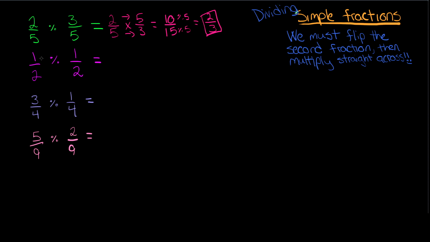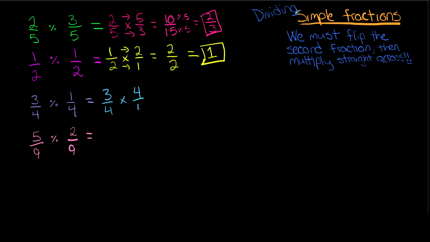Our next problem is 1/2 divided by 1/2, so our actual problem is 1/2 times 2 over 1, and we just multiply straight across, giving us 2 over 2, and we can simplify this down to 1. Our next problem is 3 over 4 divided by 1 over 4. Rewritten, we get 3 over 4 times 4 over 1, and that equals 3 times 4 is 12, all over 4 times 1 is 4. 12 divided by 4 is 3, and we're good.